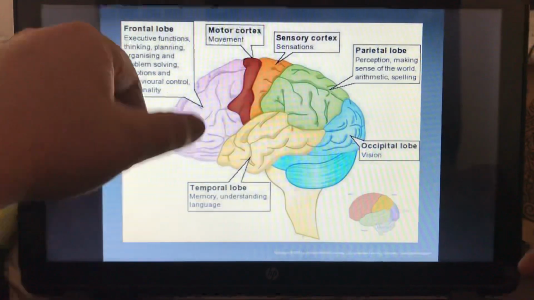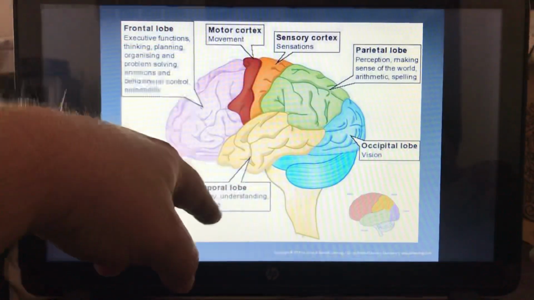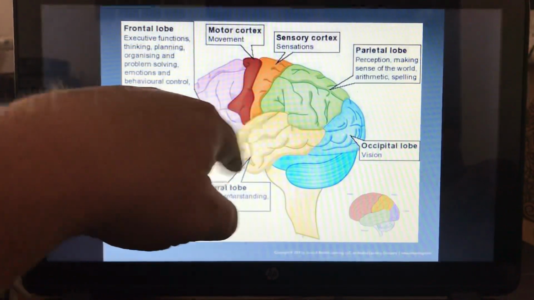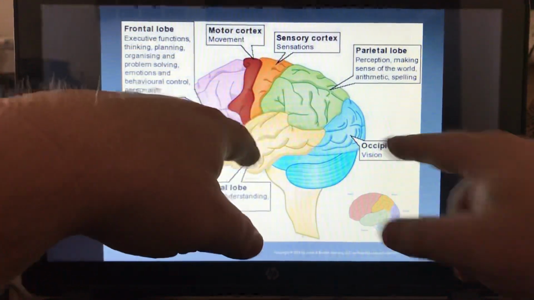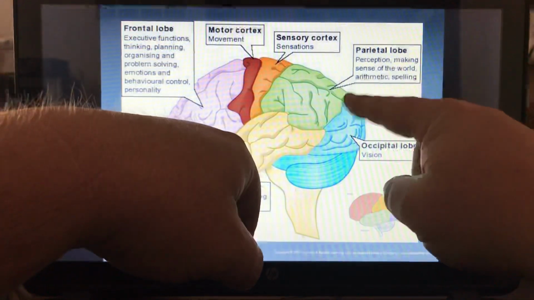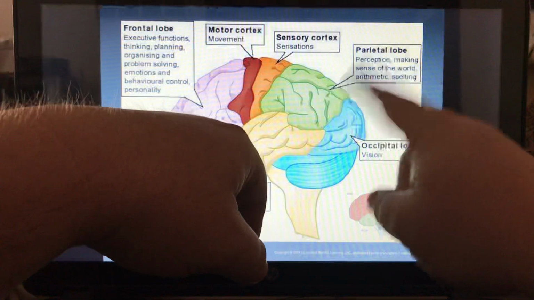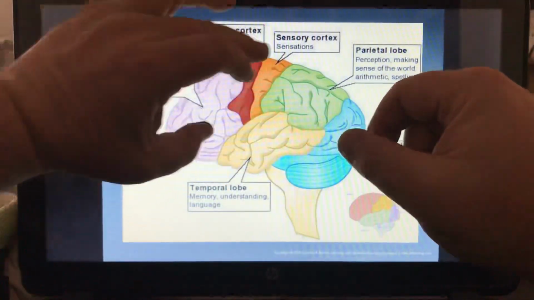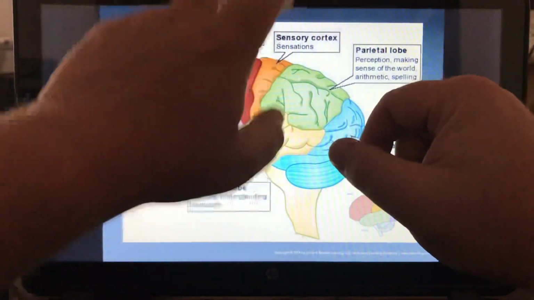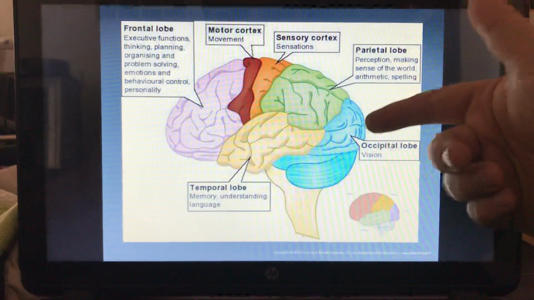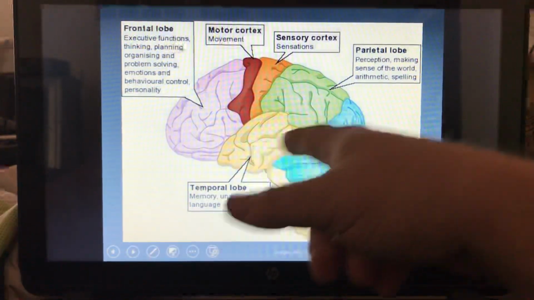In reference to the frontal lobe, this has to do a lot with your thoughts. Temporal lobe has to do with a lot of your hearing. Occipital lobe has to do with vision. And parietal is kind of like your perception. You're making sense of the world in and around you. This is where you're creative up here. You've got your movement and your sensation here. You've got, again, your perception of the world, vision, and your memory, language, and hearing here.